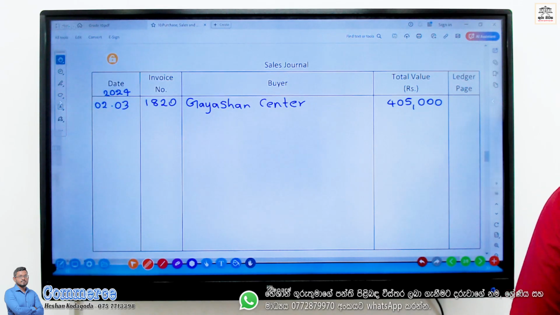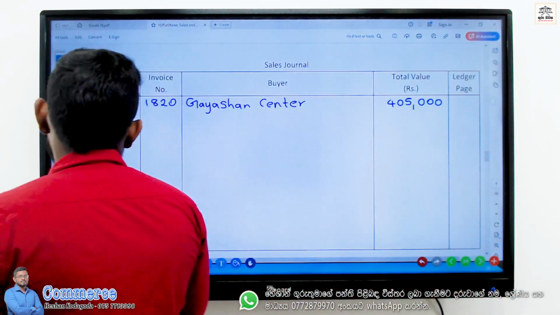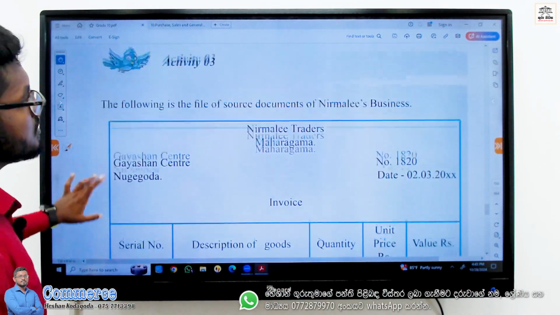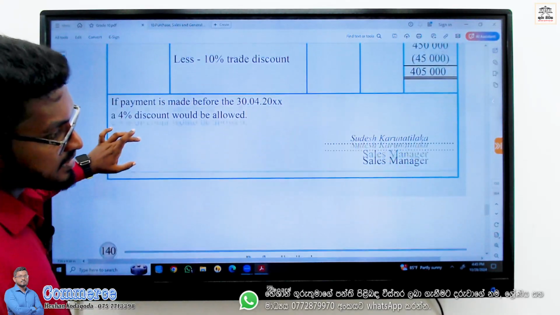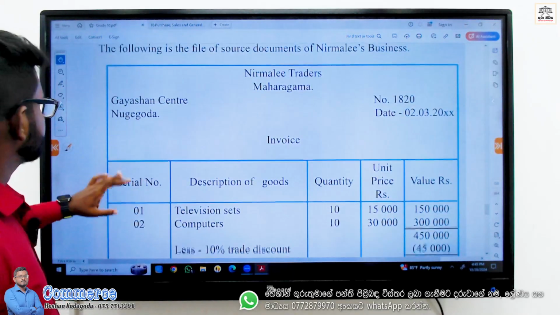So these activities regarding the page number in number 11 charts. What is it? Page number is 140.